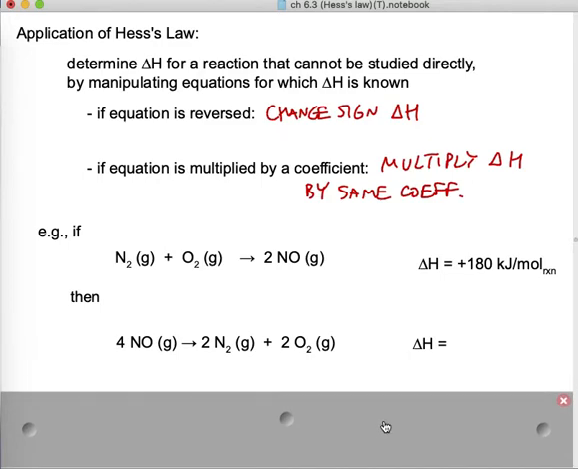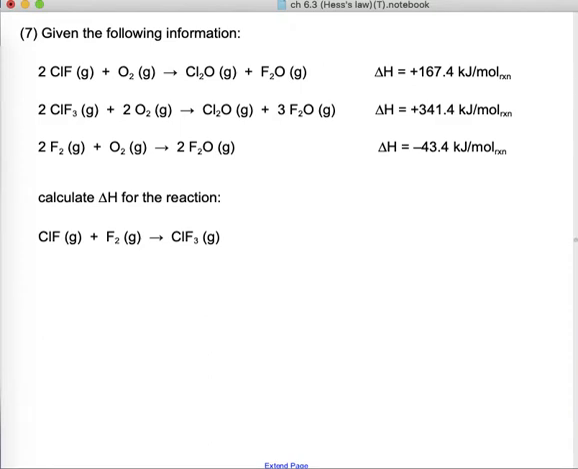How would I determine the enthalpy change for the reaction of 4 moles of NO to form 2 moles of N2 and 2 moles of O2? Well, what did I do to the first equation to get the second equation? Well, clearly I reversed it and I doubled it. So delta H for the second equation is going to be negative 2 times positive 180 kilojoules per mole, or negative 360 kilojoules per mole. Okay? So let's look at using this method to determine the enthalpy change for a reaction that we cannot measure directly.